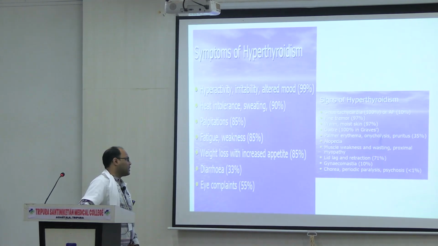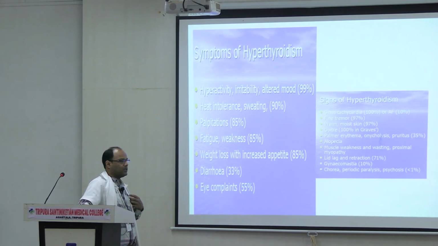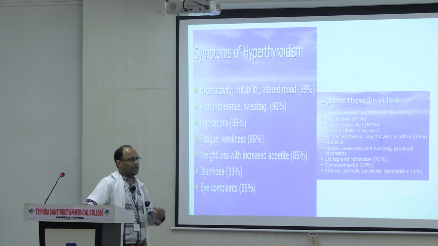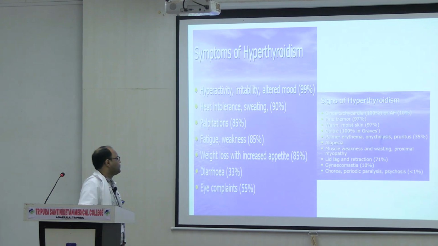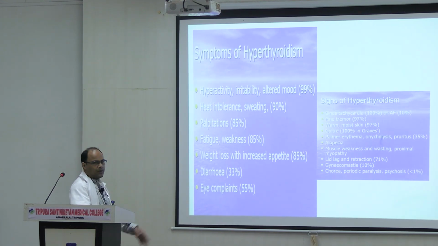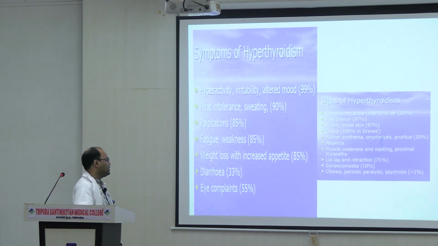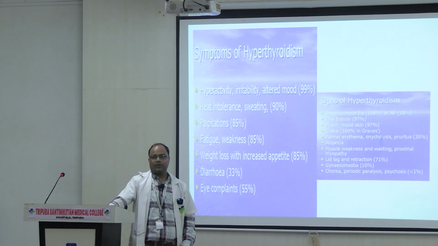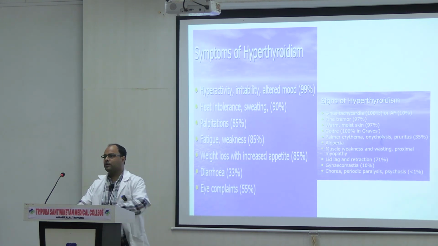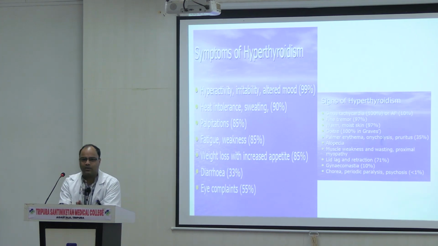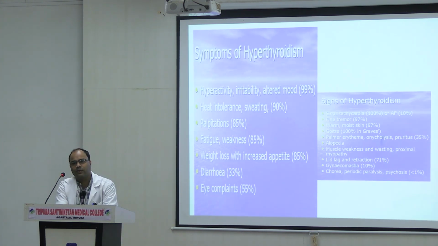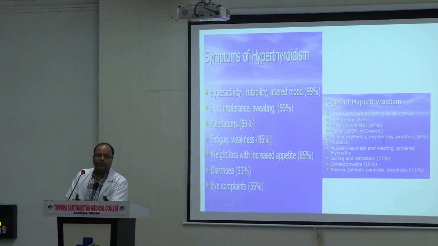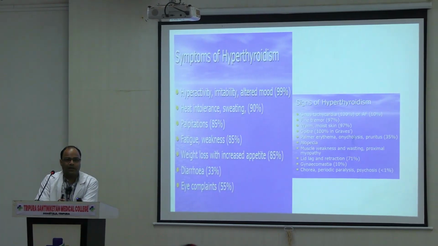Sometimes we find gynecomastia. This is swelling of the male breast. Gynecomastia. Chorea, this is abnormal movement. Chorea and periodic paralysis and sometimes psychosis. So this you have to remember. In the patient with hyperthyroidism, we find this kind of symptom. Okay, so this is very important.